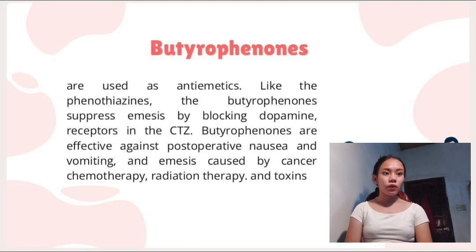Our next drugs are the butyrophenones. These drugs are used as antiemetics like the phenothiazines. The butyrophenones suppress emesis by blocking dopamine receptors in the CTZ. They are effective against post-operative nausea and vomiting, and emesis caused by cancer chemotherapy, radiation therapy, and toxins. Potential side effects are similar to those of the phenothiazines: extrapyramidal reactions, sedation, and hypotension.